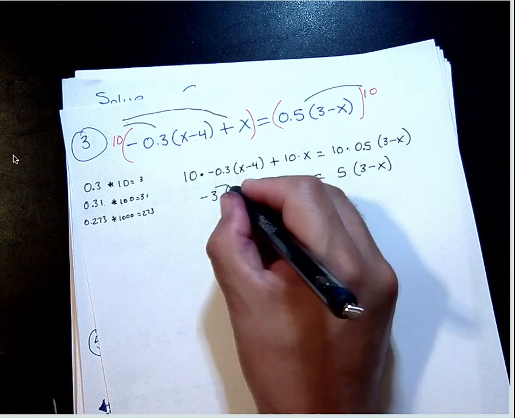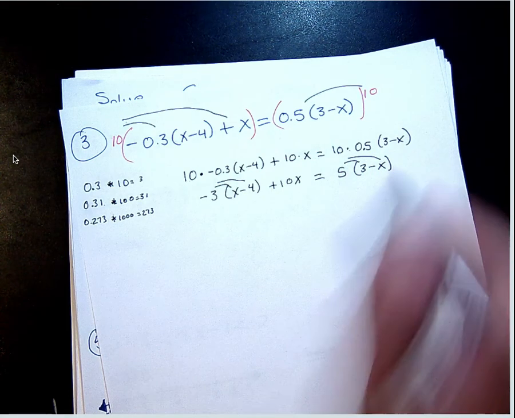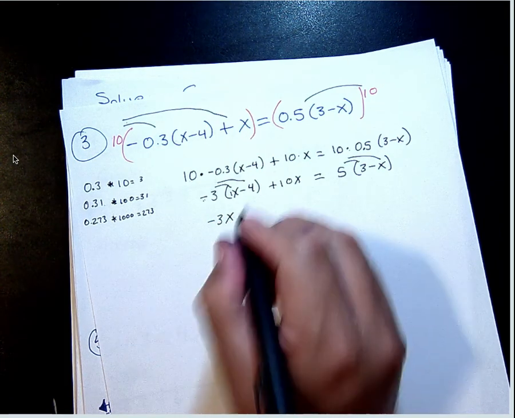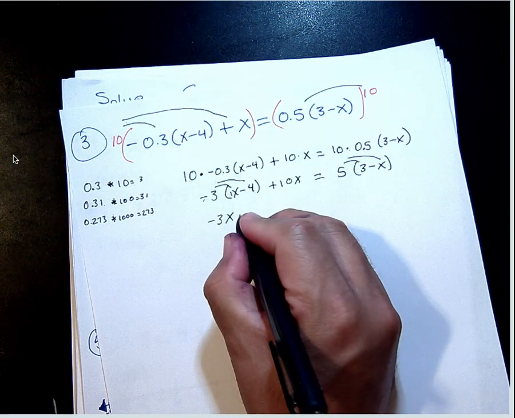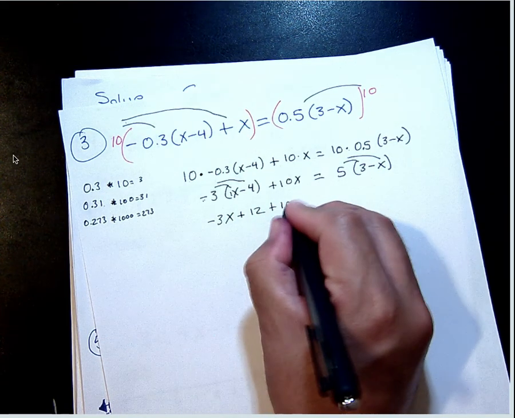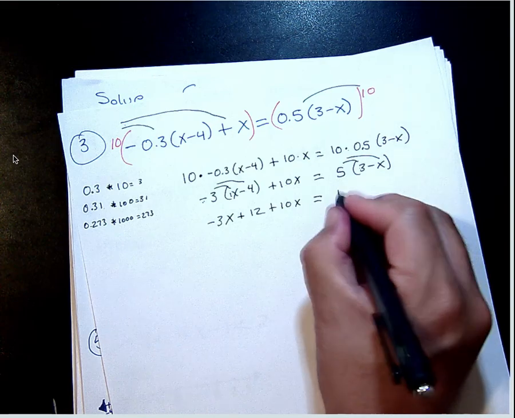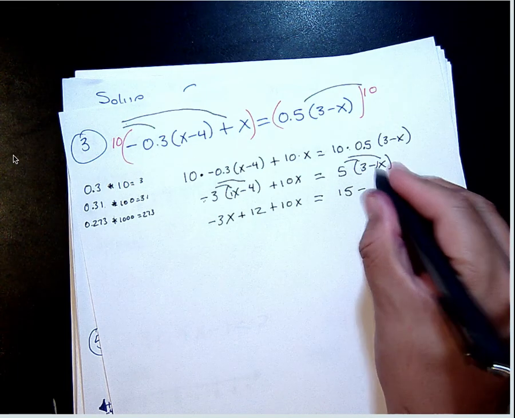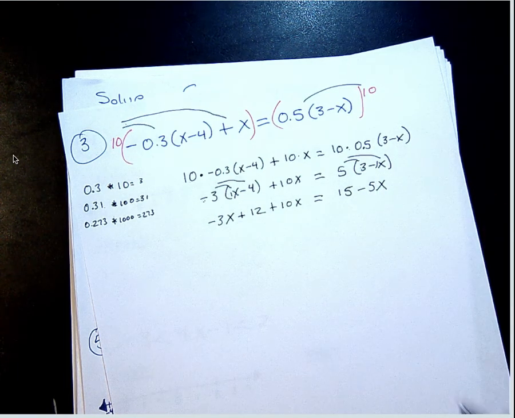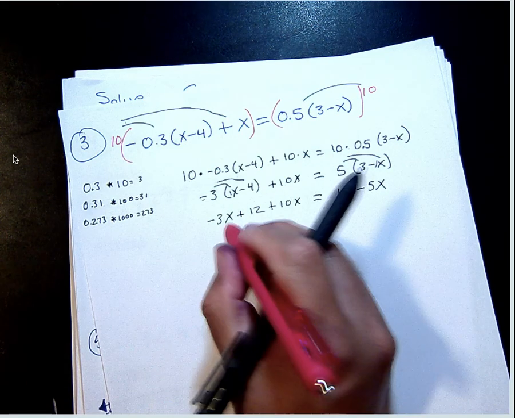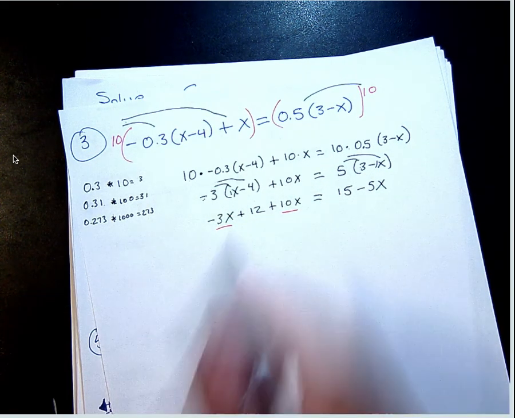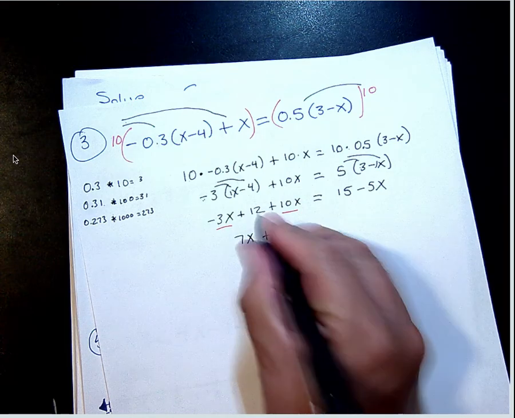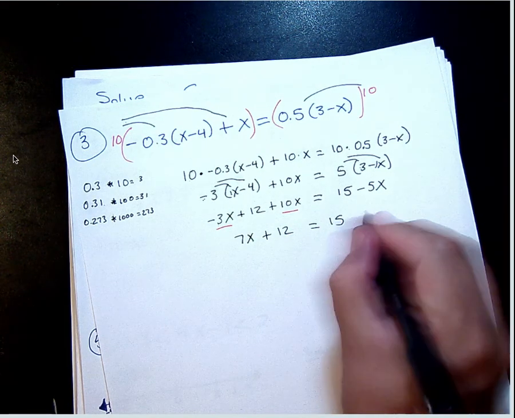Okay, after this, just distribute this and distribute that. So negative 3 times, there's a 1 here, negative 3 times 1 is negative 3x. Negative 3 times negative 4 gives you positive 12, and then you have the 10x. 5 times 3, 15. Minus, there's a 1 here, 5 times negative 1 is negative 5x. And then combine like terms, so there's 2 of them on this side, so combine them first. So negative 3x plus 10x will give you 7x, and then plus the 12 equals 15 minus 5x.